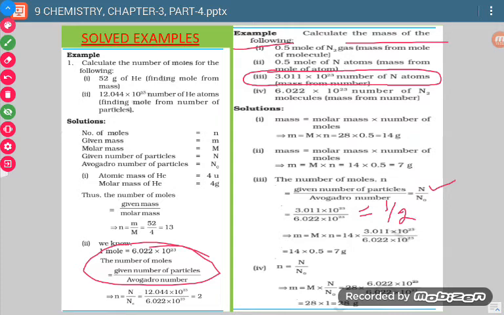Now we will multiply with gram atomic mass of nitrogen. So total mass is equal to molecular mass or atomic mass. Here it will be atomic mass because there are atoms. Okay, so atomic mass of nitrogen is 14 multiplied by number of moles. Number of moles is 1 by 2. So 1 by 2 multiplied by 14, and this will be equal to 7 grams.